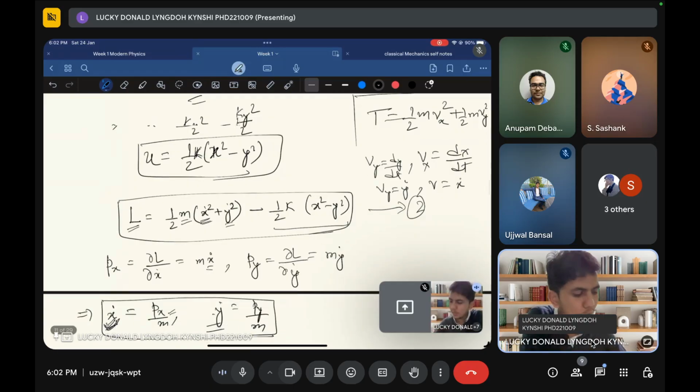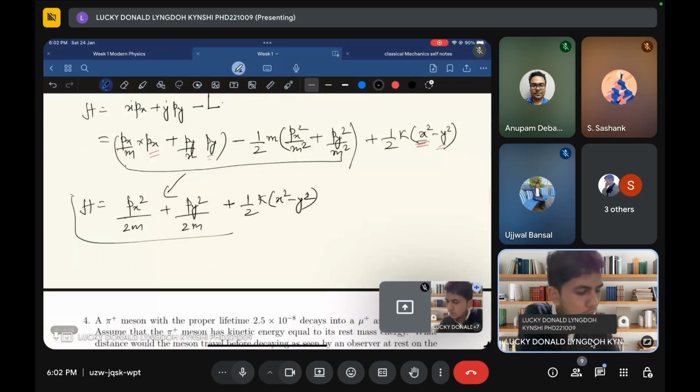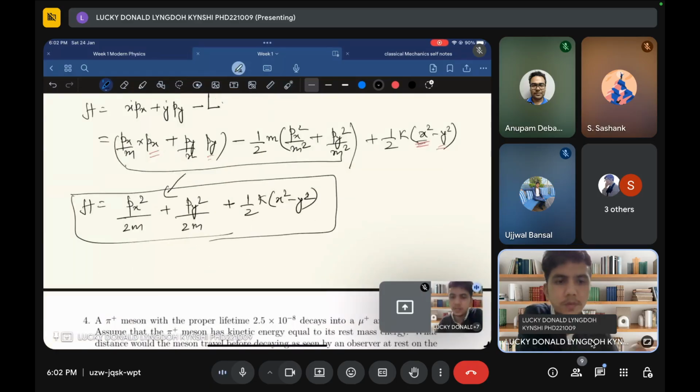Okay, so now if you look at it, I hope it's clear to you. If you have any question, you can still ask me. Now you got the H of the system, which is the Hamiltonian of the system. This is the first solution.